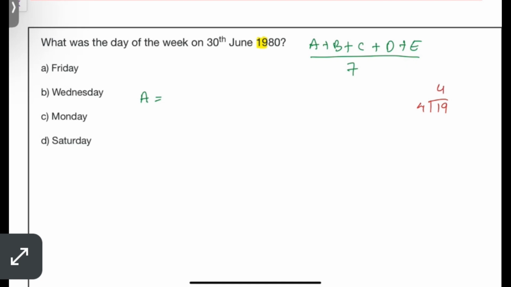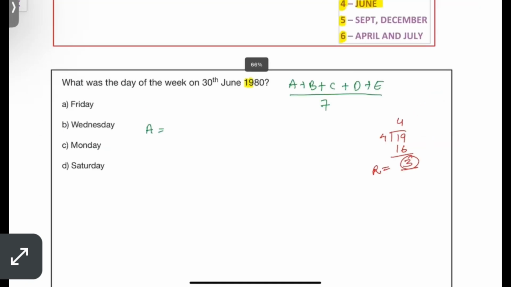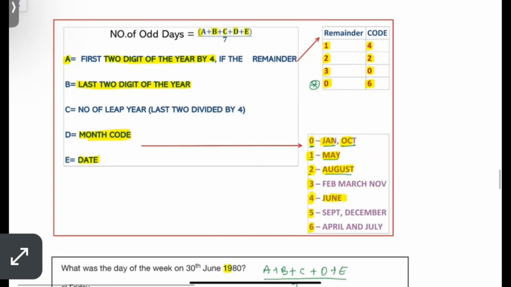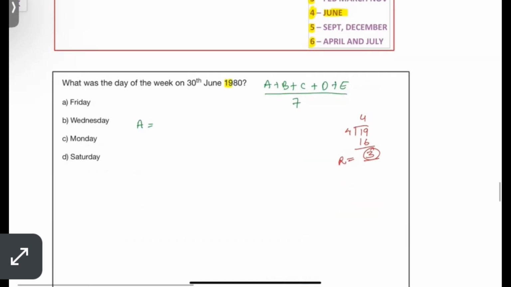4 fours are 16. So the remainder here, R, is 3. The code was, if the remainder is 3, then the code is 0. That means A is nothing but 0.